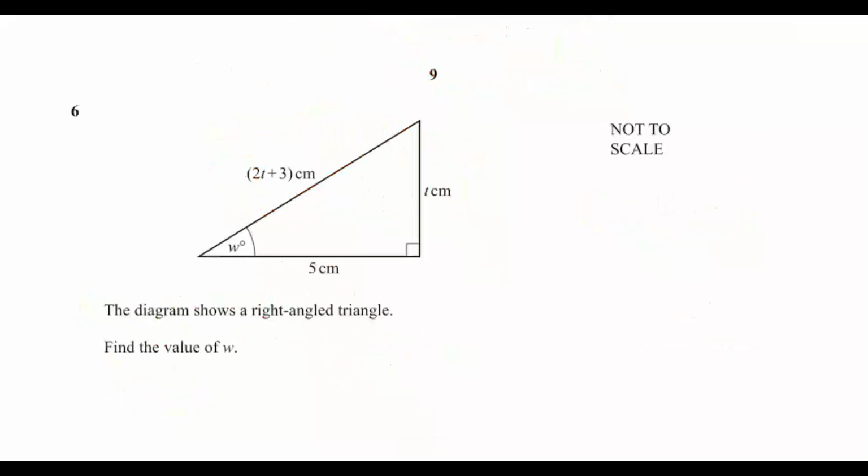So let's go to the next question. That will be question 6. The diagram shows a right-angled triangle. Find the value of W. So let's start with Pythagoras theorem. So we know that 2t plus 3 squared, that is the square on the hypotenuse, is equals to t squared plus 15 squared.